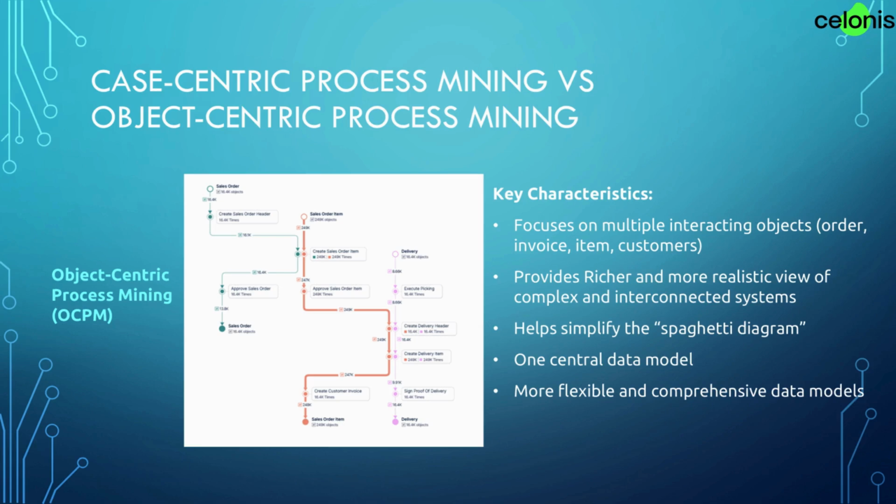You can switch perspectives dynamically. In the same order management process, you might start by looking at sales orders, then switch to order items, then look downstream at deliveries or invoices. You're no longer locked into a single viewpoint.